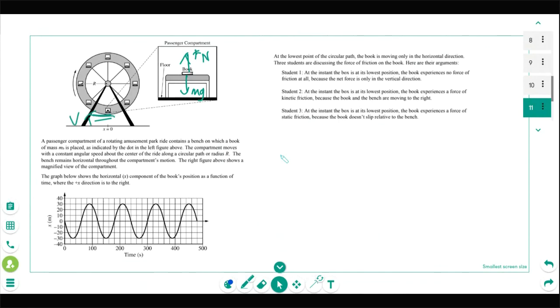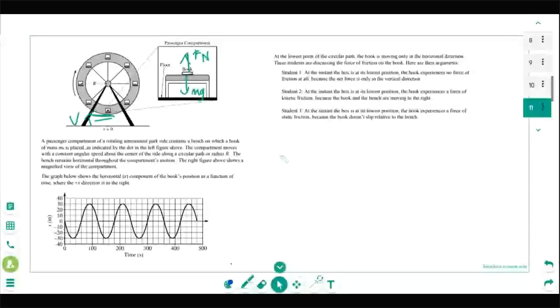All right, so students are arguing about this. Student 1: at the lowest position, the book experiences no force of friction at all because the net force is only in the vertical direction. Student 2: force of kinetic friction because the whole thing is moving to the right. And Student 3: a force of static friction because the book doesn't slip relative to the bench. These are all reasonable answers.